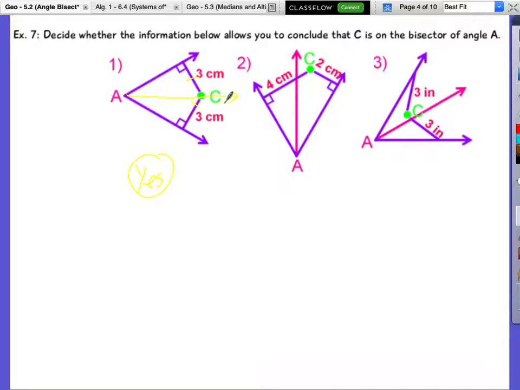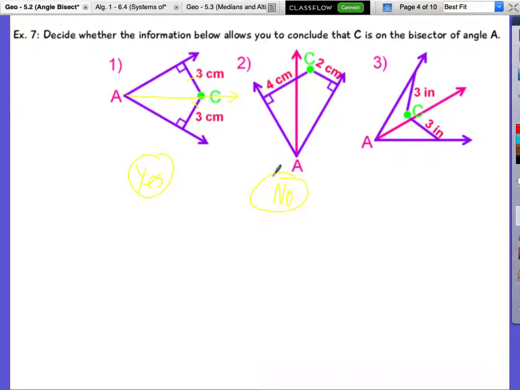Okay. So, number 2. Do we have enough information to conclude it's on the bisector? No. It's not equidistant, right? This one's 4 centimeters from here, 2 centimeters from here. That's the point. So it doesn't matter that it's a right angle, because they're not the same distances. It's not 3 and 3, it's not 4 and 4 or 2 and 2. One's 4, one's 2, different distances. Correct, that would be our reasoning. It's not equidistant from the two sides of the angle.